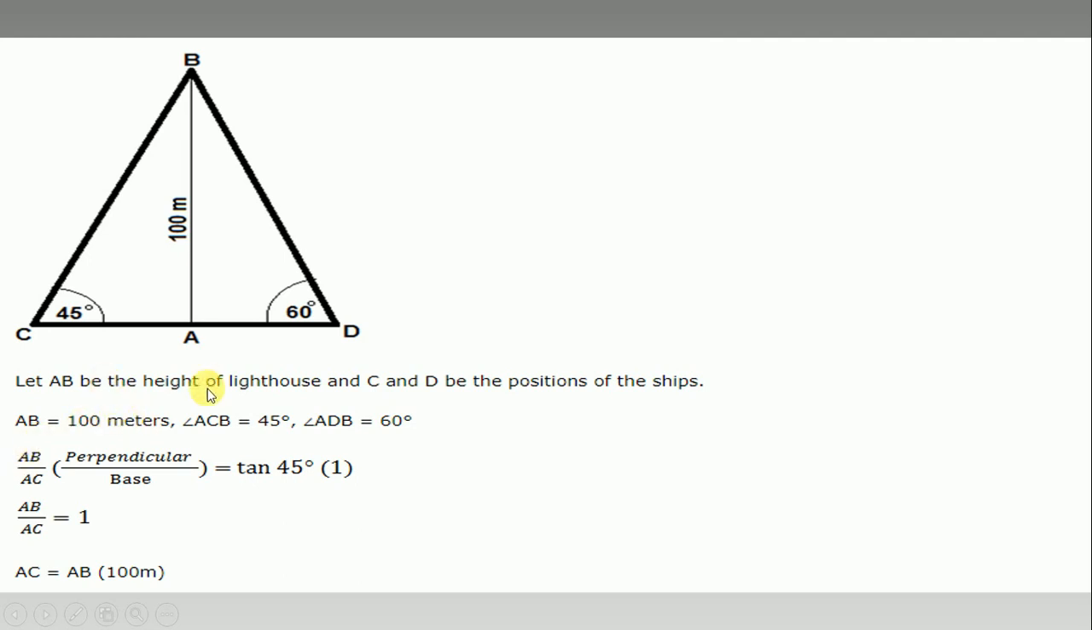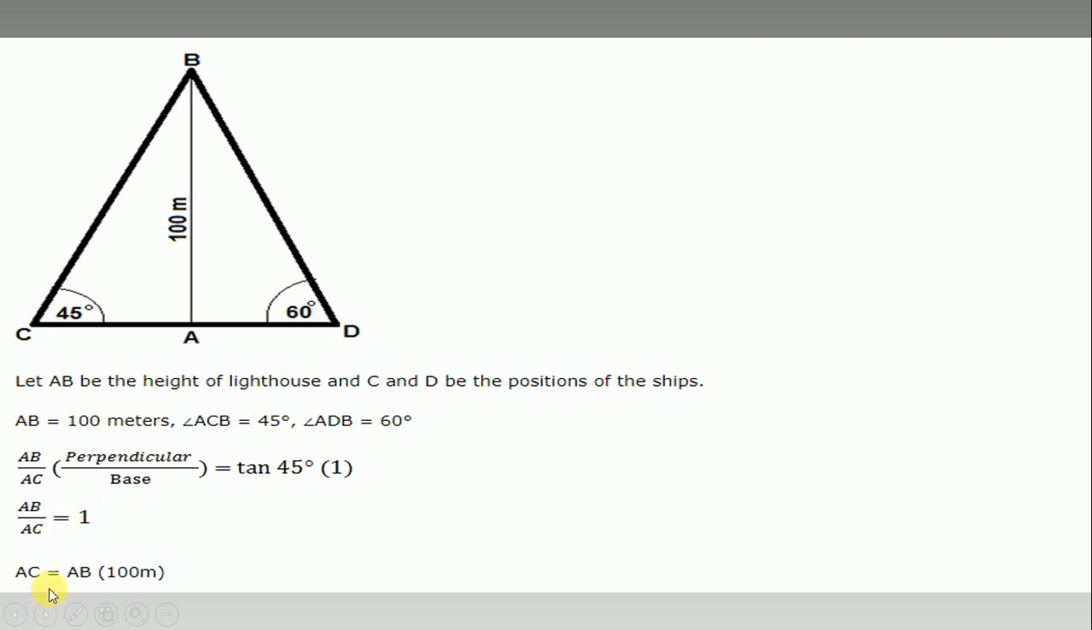Let A be the top of the lighthouse, and C and D be the positions of the ships. One ship is here and the second ship is here, and this is your lighthouse and its height is 100 meter. Now AB is equal to 100 meter obviously, as it is the height of the lighthouse, and angle ACB is given as 45 degree, and angle ADB is given as 60 degree. Now AB upon AC, perpendicular upon base, is equal to tan 45 degree, which is equal to 1, as tan 45 degree is equal to 1. So AB upon AC is equal to 1.